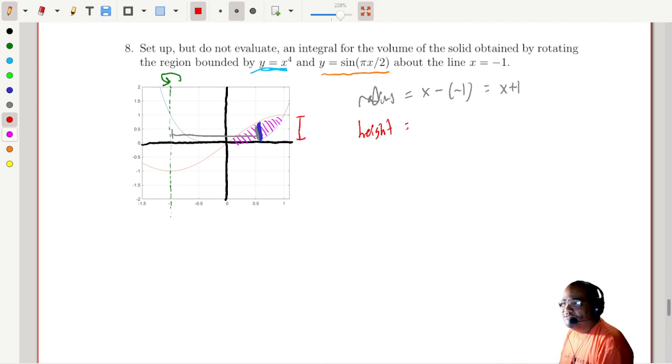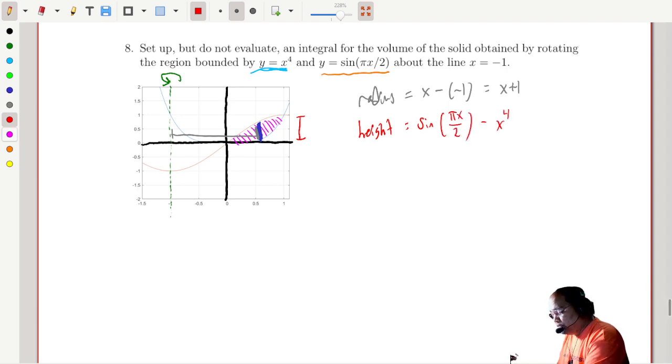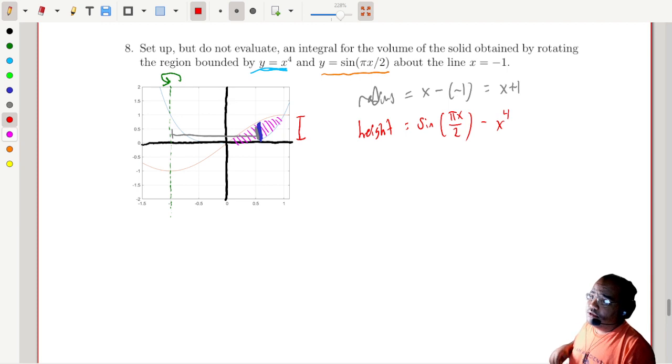Top minus bottom, right? Orange minus blue here: sine of pi x over 2, minus x to the fourth. Okay? Now, we would need to figure out, of course, where these two things intersect.